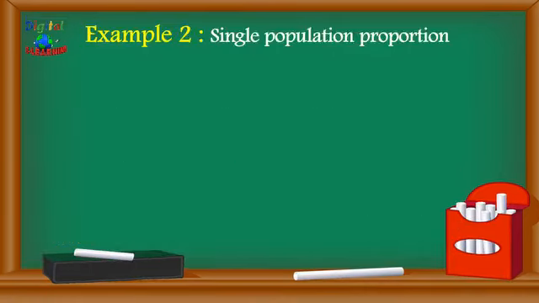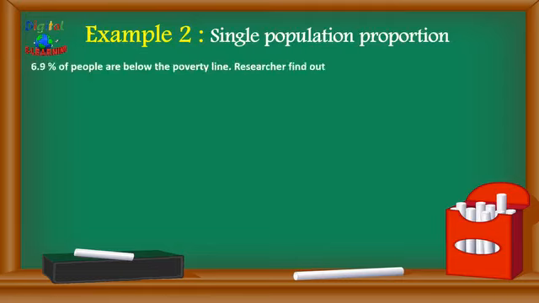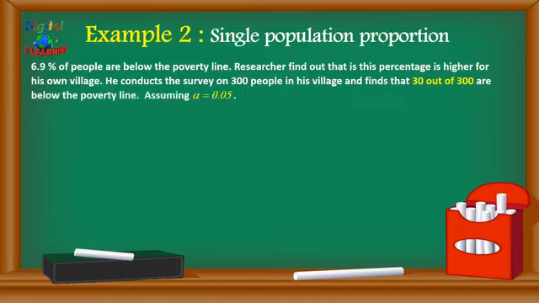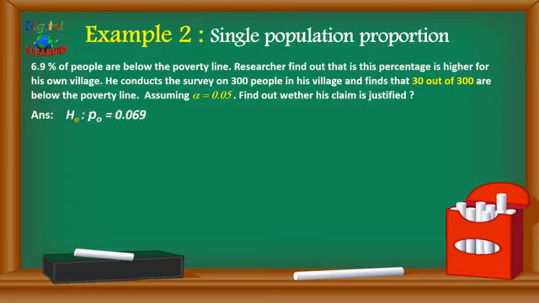Let's take another example, for single population proportion. 6.9% of the people are below the poverty line. Researchers find out that this percentage is higher for their own village. He conducts a survey on 300 people in his village and finds out that 30 out of 300 are below the poverty line. Assuming an alpha of 0.05, we have to find out whether his claim is justified or not. So my null hypothesis is P naught equal to 0.069, which is coming from 6.9% of the population. Alternate hypothesis is P naught greater than 0.069, since his claim is that the percentage is higher in his village.